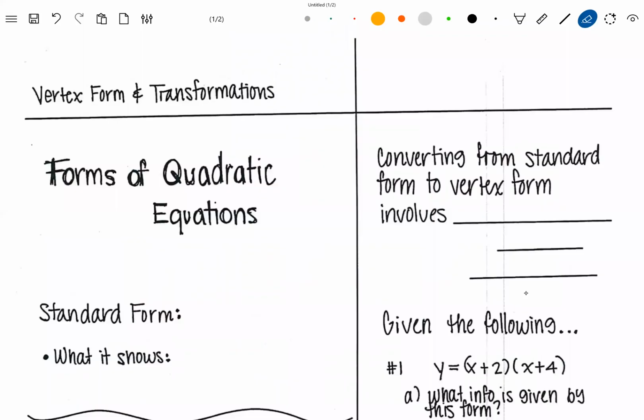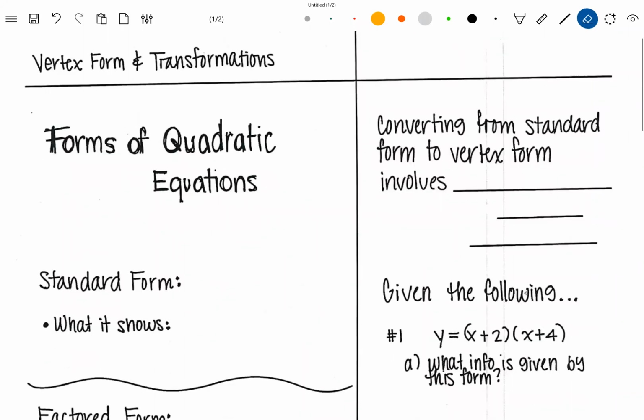Yes. Okay, so we're going back to graphing, and what we have are 3 different forms of quadratic equations, and each form tells you something different about the graph. So if you have all 3 forms of the same equation, you can plot those specific points on the graph and make it a lot easier.